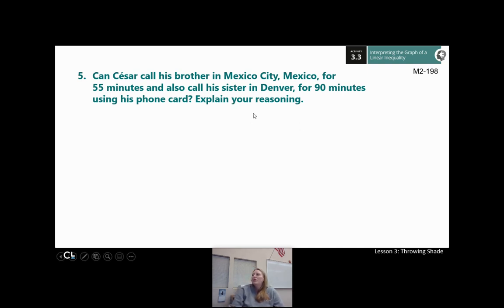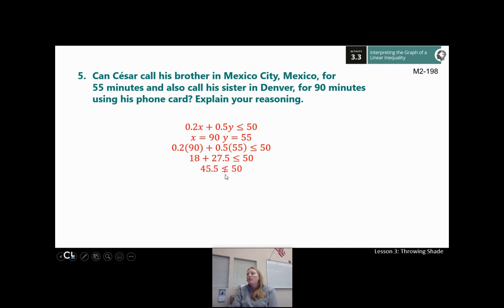All right, so here's our inequality. It looks like X is going to be 90 because that's 90 minutes in the US to Denver, and Y is going to be 55 because it's 55 minutes to his brother in Ciudad Mexico. So let's plug it in, shall we? 0.2 times 90 plus 0.5 times 55, and we need it to be less than or equal to 50. Grabbed my lovely calculator. 0.2 times 90 is 18, and 0.5 times 55 is 27.5. If I add those together, I get 45.5.